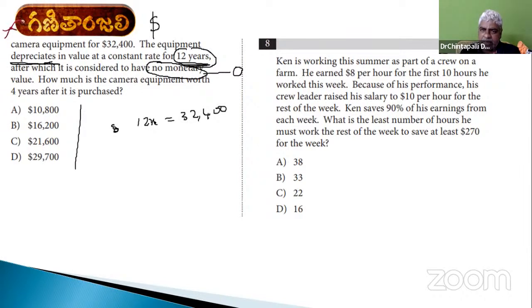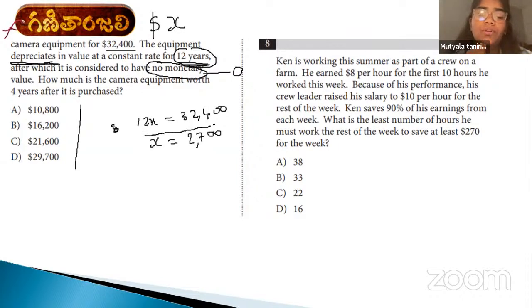Its value depreciates year by year. Let the depreciation value be x dollars per year. Over 12 years, its depreciation 12x must be 32,400, so that 32,400 minus 32,400 will be zero. Then what is x? 2,700. Yeah, 2,700, right? Got it? So its value depreciates every year by 2,700.